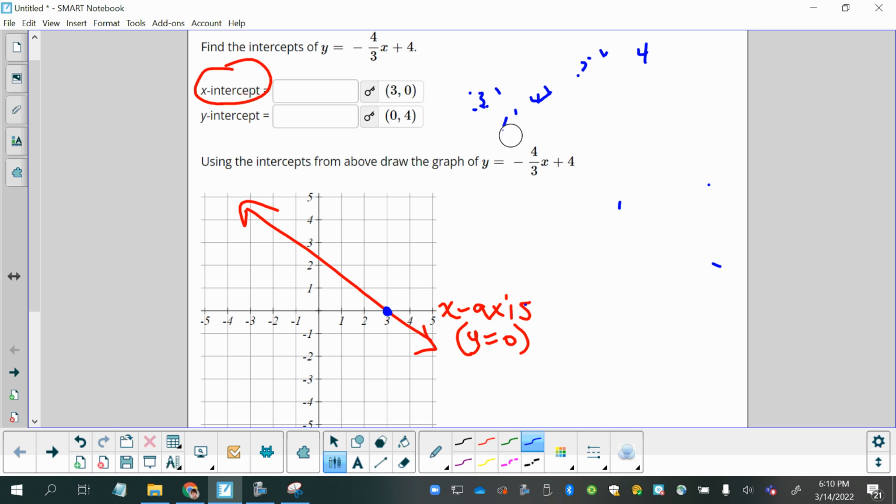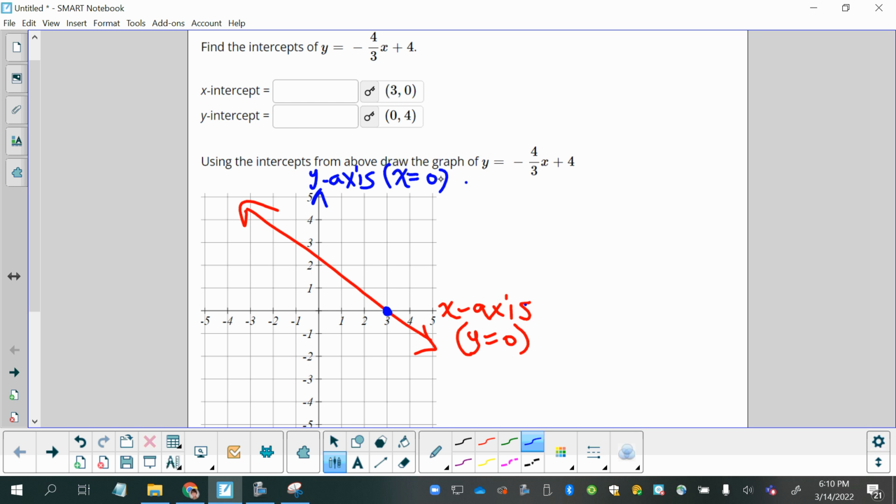Okay, next we'll find the y-intercept. So now on the y-intercept, what's true about the y-axis? If it's a place where the line is intercepted by the y-axis, and this is the y-axis, the vertical axis, what is true all the time is that x is always equal to 0 whenever you're on the y-axis.